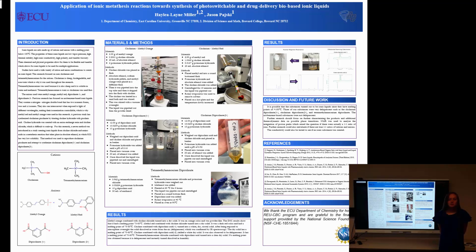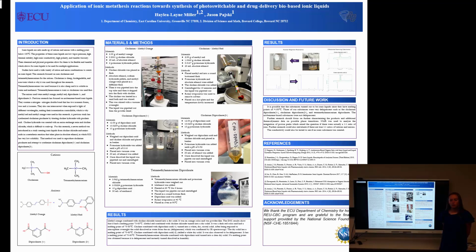My name is Haylea, and I looked at the application of photosynthesis and bio-based ionic liquids through a metathesis reaction. So ionic liquids are salts that are made up of anions and cations, and they have a melting point of less than 100 degrees Celsius. And they have different physical and chemical properties that allow them to be very flexible and tunable.